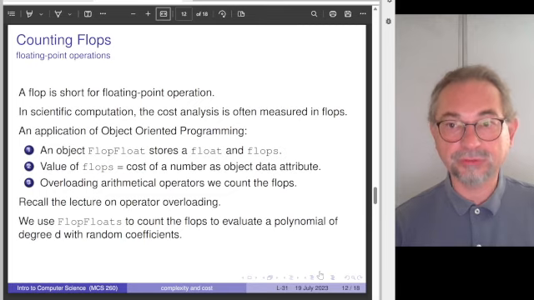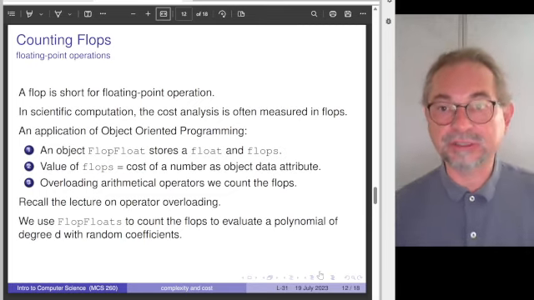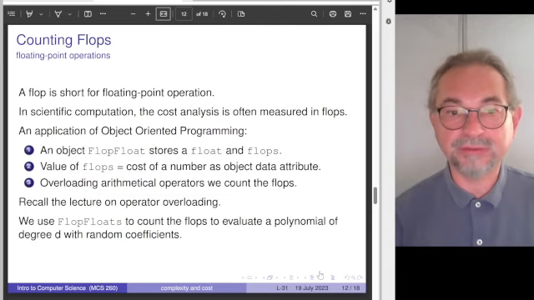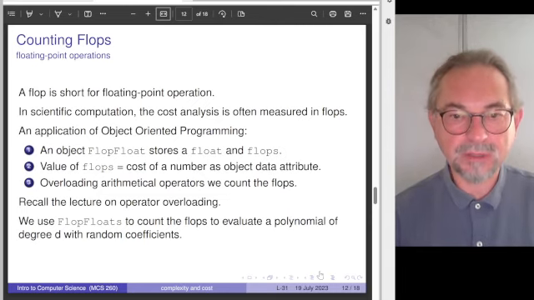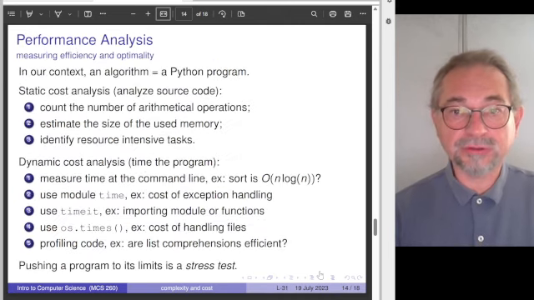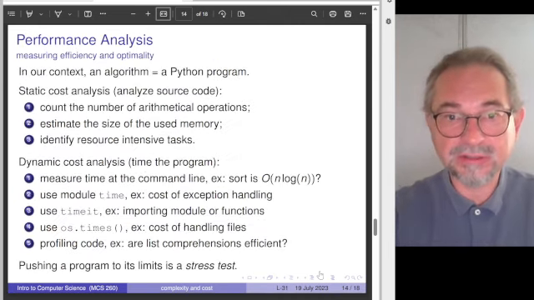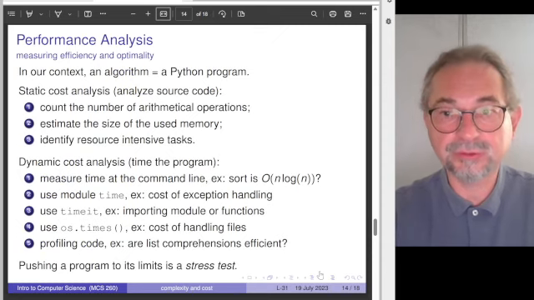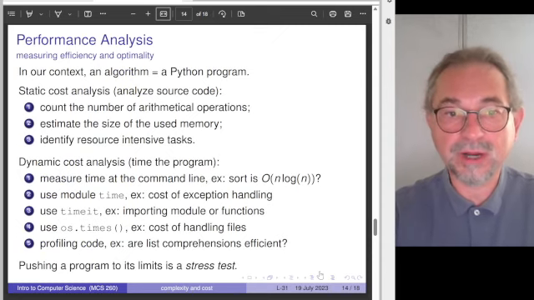So the cost to evaluate a polynomial, and in more general terms, you could consider the cost to evaluate an expression. Okay, so let's get practical now. The cost of algorithms is here in this course equivalent to the timing of Python programs.